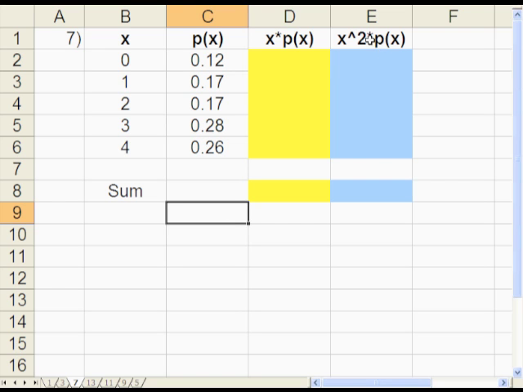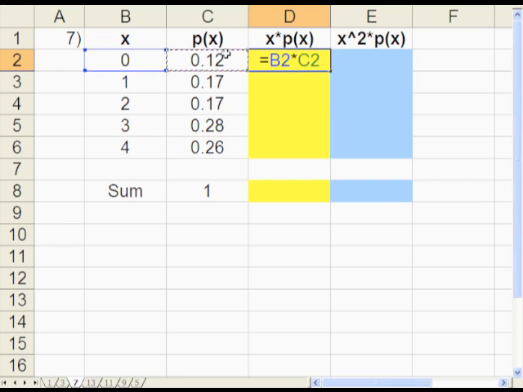This is why I have an x squared p of x column, and we have to determine the mean for this distribution. Let's add our probability values to determine whether we have a distribution. The answer is yes. We need the values for x times p of x. Highlight the cell, equal, the first outcome times its probability, enter, is 0.